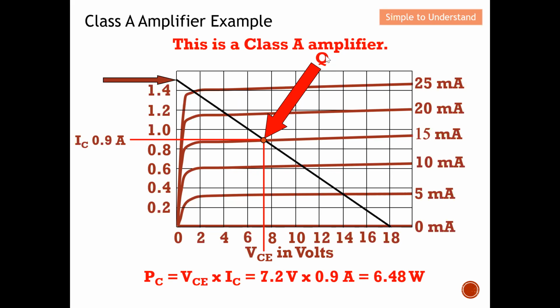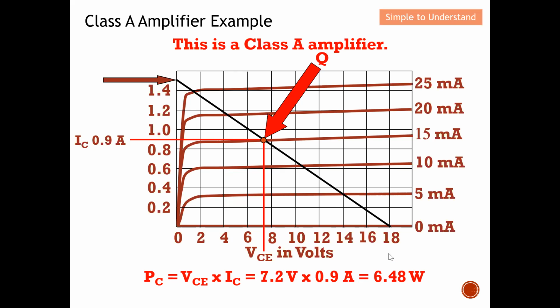As I mentioned earlier on, the Q point of a Class A amplifier typically works at the center region here. From here, you can see that I'm also able to calculate the power at the collector side, which will be equal to 6.48 watt.